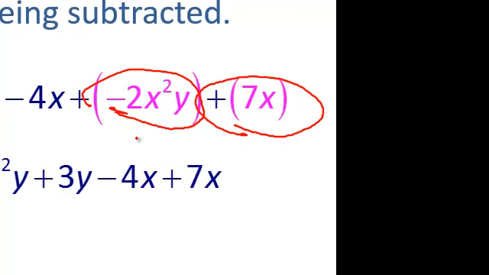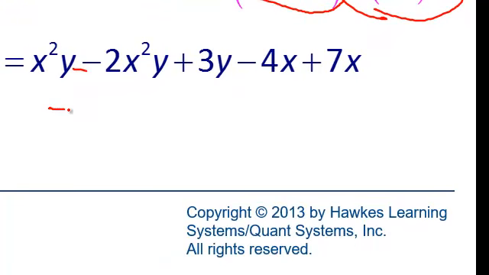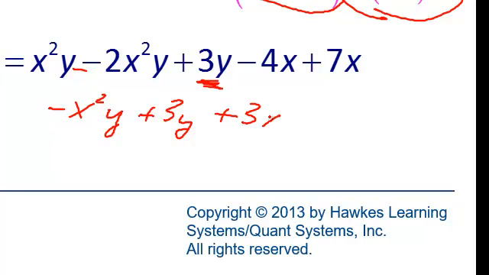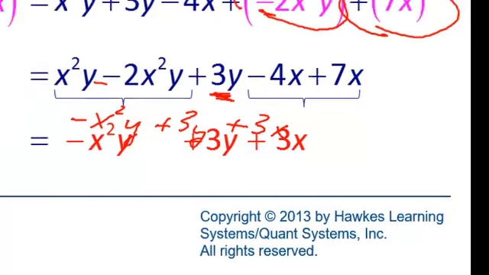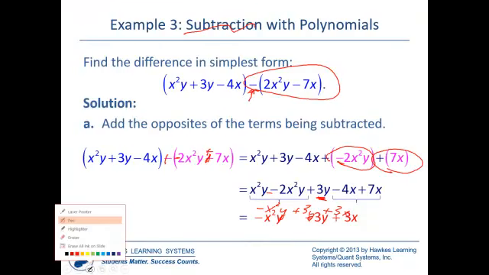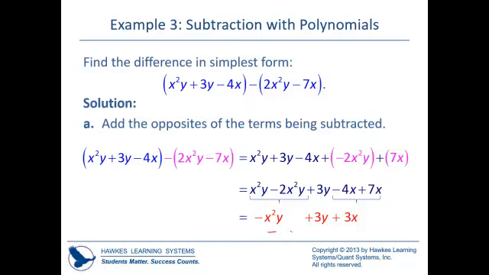Alright? And so now I can combine terms. x squared y minus 2x squared y would be a negative x squared y. Now, there's nothing to combine with the 3y, so I'll just add it as is. Now, a negative 4x plus 7x would give me a positive 3x. And there's your answer right there, just like what I just wrote. There you go.